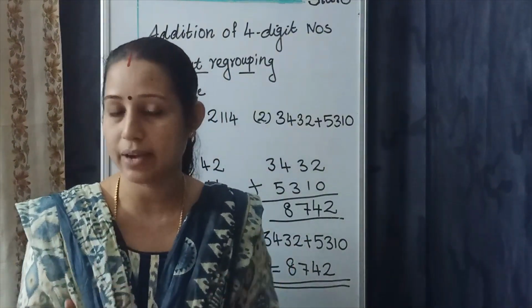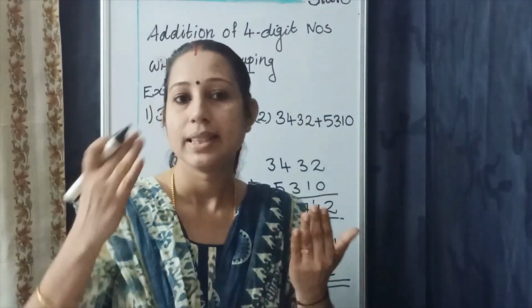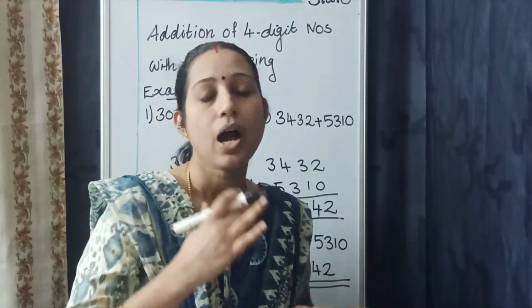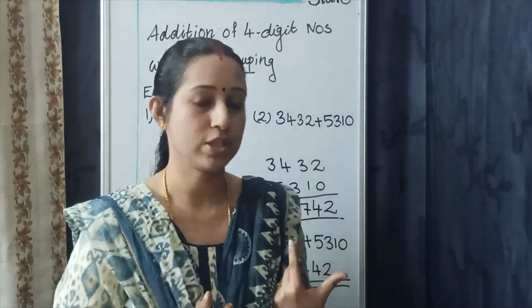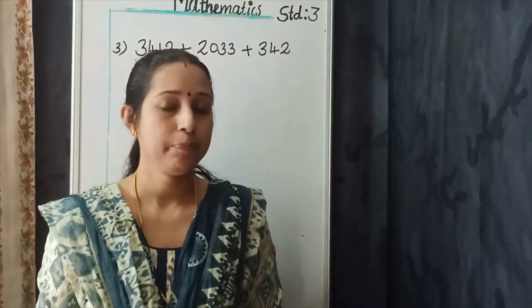Addition of 4-digit numbers. Same method, we use the vertical addition. We start from the ones place, add that ones place digit, then tens place digit, hundreds place digit, and thousands place digits. 4-digit numbers. Clear?